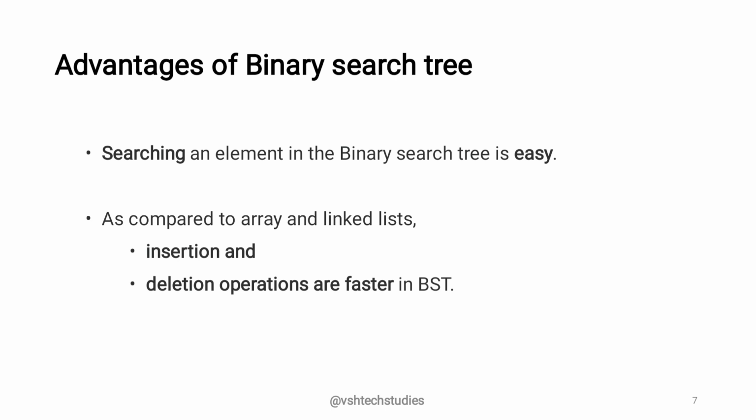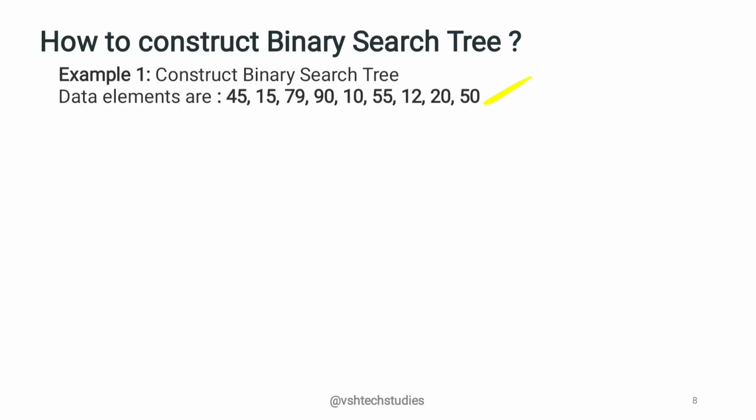Next, we shall study how to construct a binary search tree if data elements are given. Here the given data elements are 45, 15, 79, 90, 10, 55, 12, 20 and 50. The rule to be followed here is that the left child value should be smaller than the root, and the right child value should be greater than the root node value.